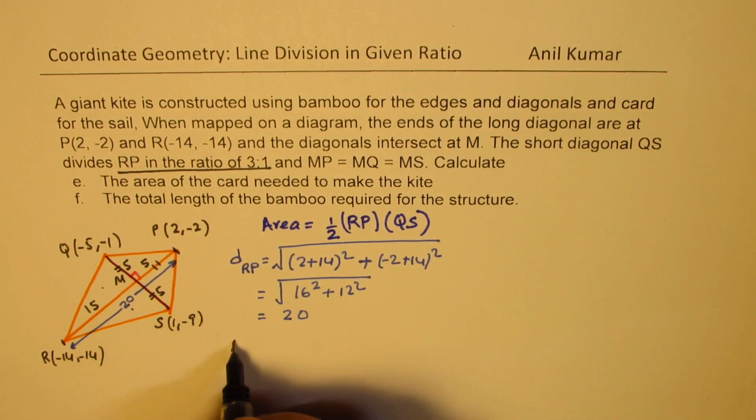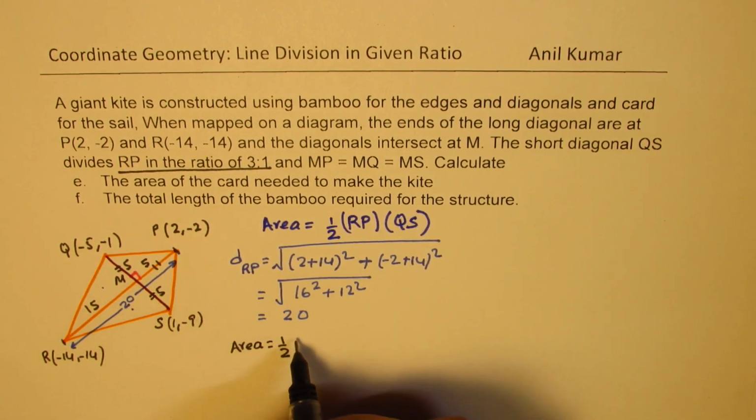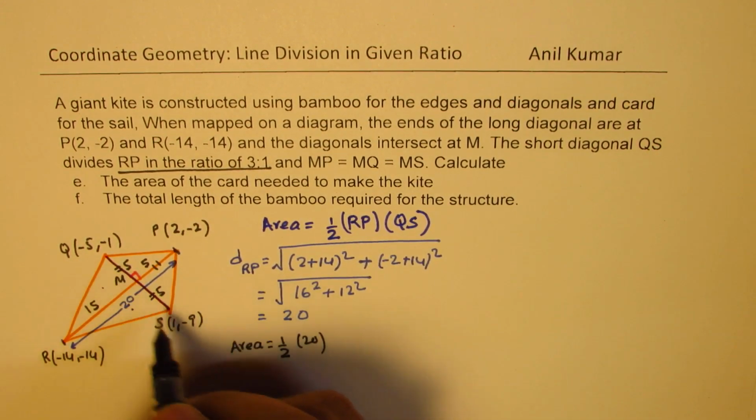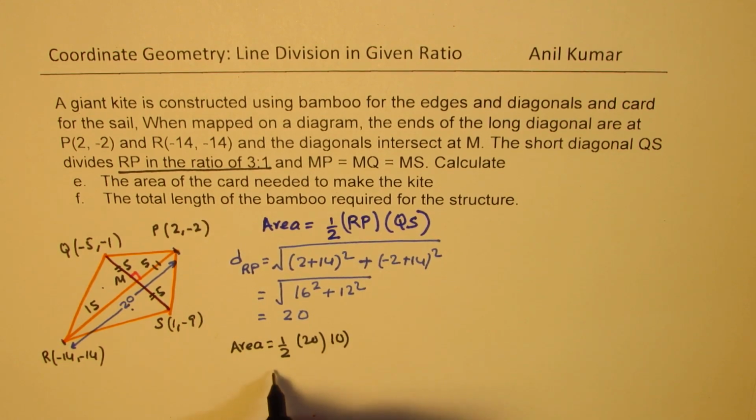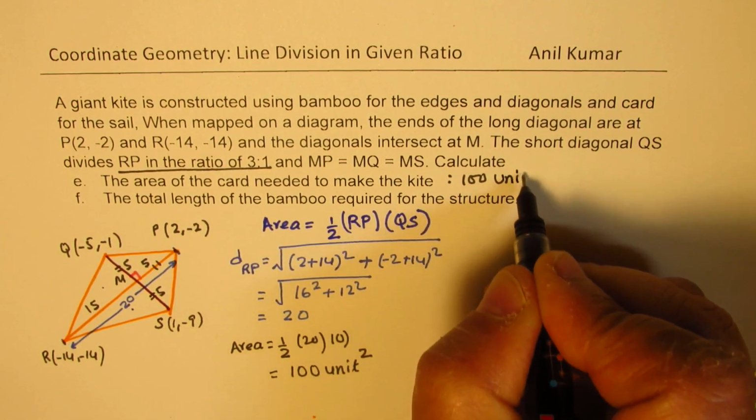So now we know the area is equal to half of 20 times the other one, which is 10. So which is 100 units squared. Is that clear to you? So that much card is needed. So the card needed will be 100 units squared.